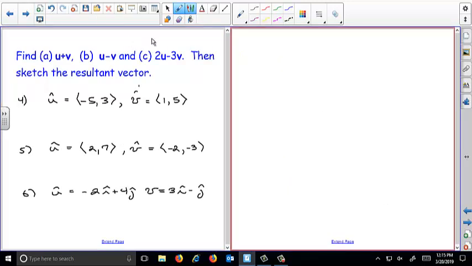Okay, next one, same kind of deal. So we have u plus v. So that's 2 comma 7 plus negative 2, negative 3. So we have 2 plus negative 2, which is 0, and 7 plus negative 3, which is negative 4. So that's the answer for the first one.